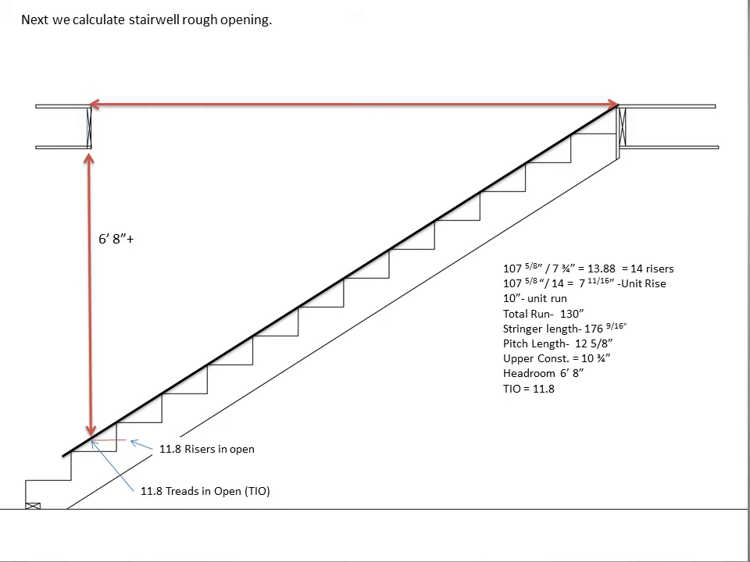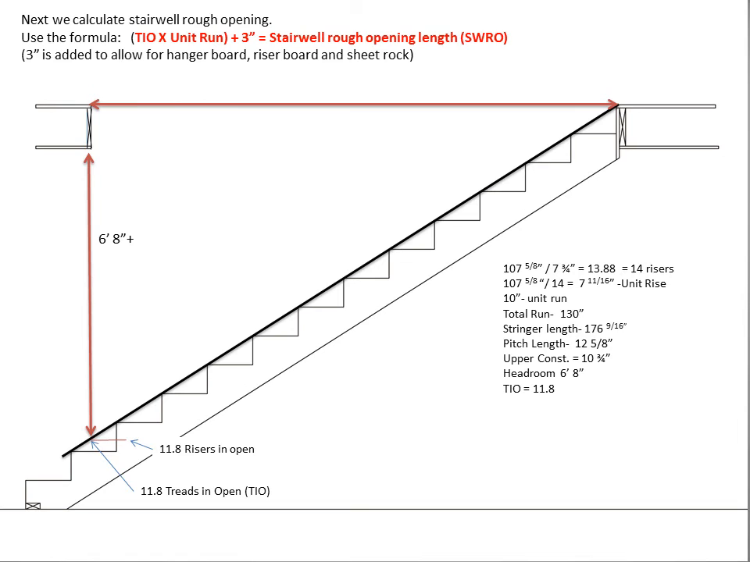Now we have enough information to calculate the stairwell rough opening. Our formula for the stairwell rough opening is treads in open multiplied by the unit run, and then we add 3 inches. The additional 3 inches is a safety factor to allow for a hanger board, tread nosings, and other miscellaneous trim. So in this example, our treads in open is 11.8 times our unit run of 10 inches. This is 118 inches. And then we add 3 more inches to get a rough opening of 121 inches.